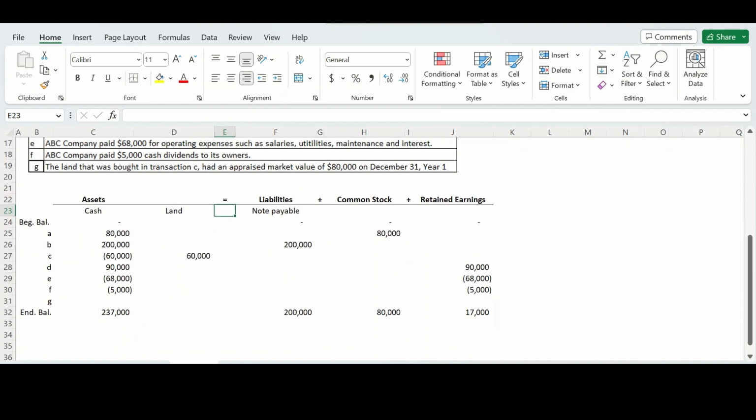So now if I look at my totals across the bottom, let's see if our accounting equation is in balance. On the asset side, we have $237,000 in cash and $60,000 in land, so that gives us a net $297,000 of assets. On the claim side, we have $200,000 in liabilities, $80,000 in common stock, and $17,000 in retained earnings. So a net $297,000. Our accounting equation is in balance and all is well.